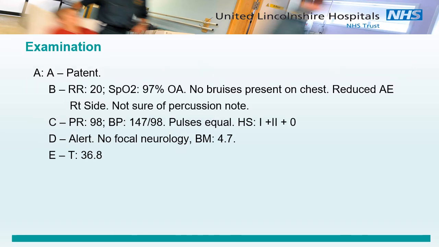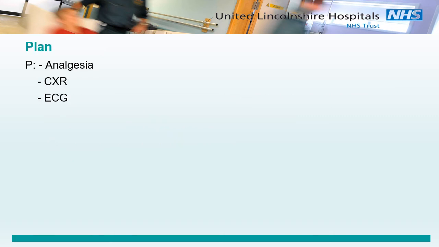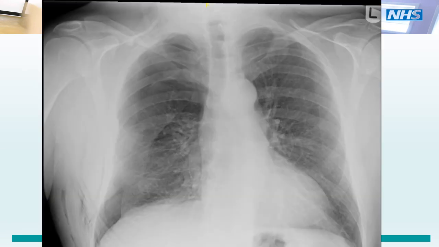Here are the examination findings. Airway patent, respiratory rate 20, SATs 97 on air, no bruise present on the chest, reduced air entry on the right side. Not sure about the percussion note, otherwise examination is unremarkable. So what are you going to do now? Sure, ECG, chest X-ray, and make sure the patient has had proper analgesia at the moment.